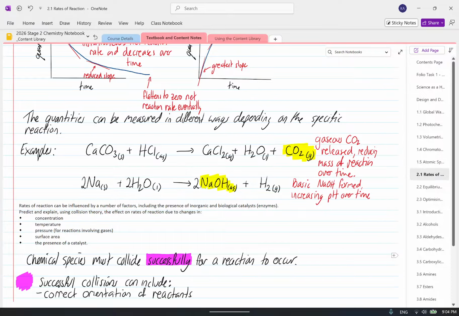You'd expect that the pH would change most quickly, or at least the concentration of sodium hydroxide would increase most quickly at the very start of our reaction.